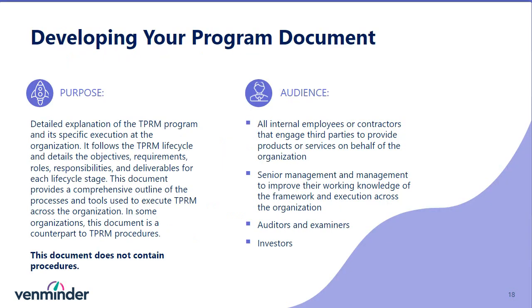So let's talk about that program document or operating standard. The purpose of this document is to have a detailed explanation of the entire program and how it's executed throughout the organization. It should follow all the life stages of that third-party risk management life cycle and should clearly call out all the objectives, requirements, roles, and responsibilities for each stage in the document. It needs to be a comprehensive outline of all the processes and tools used to execute third-party risk management. But again, this document does not contain procedures. I'll say this again, the document does not contain procedures.